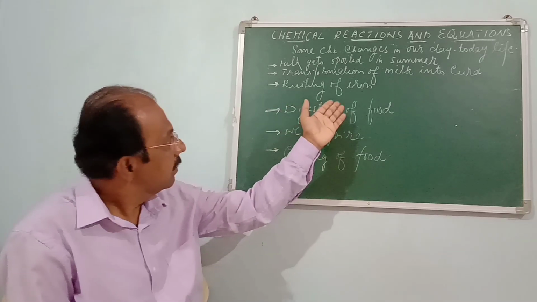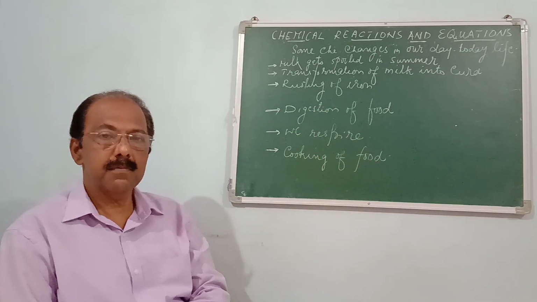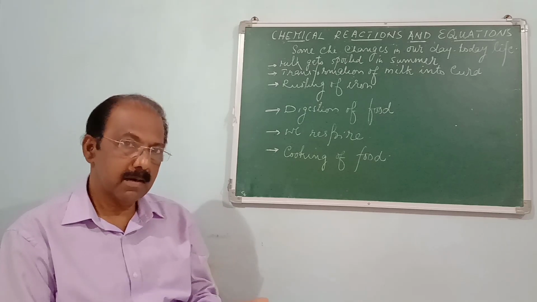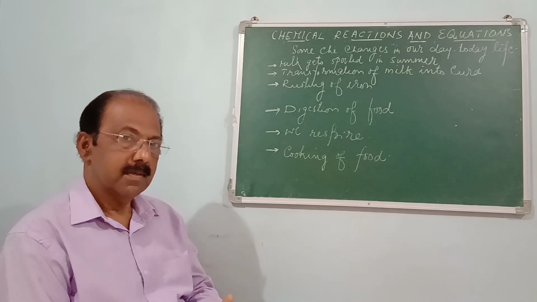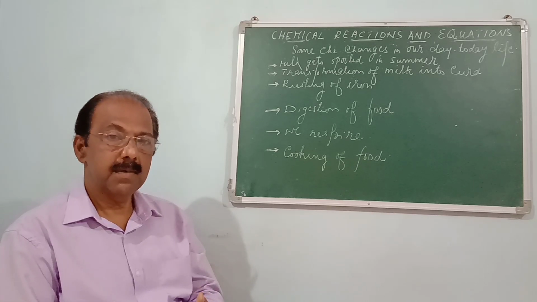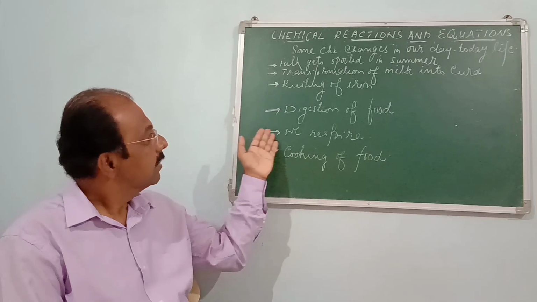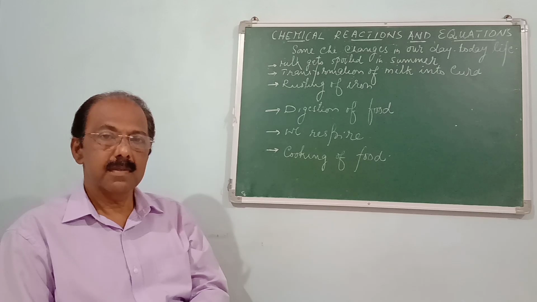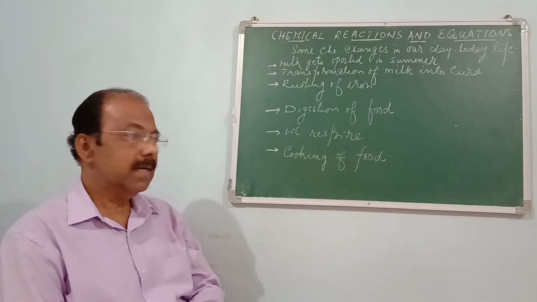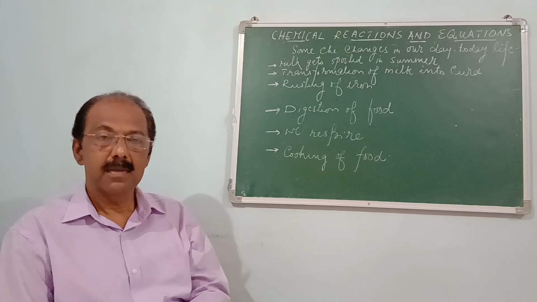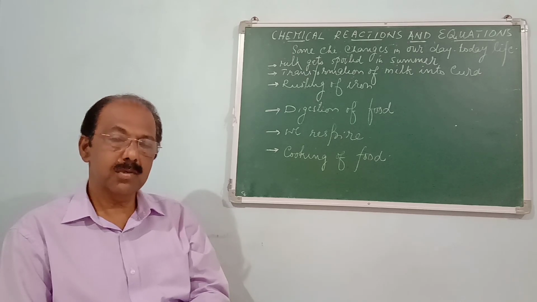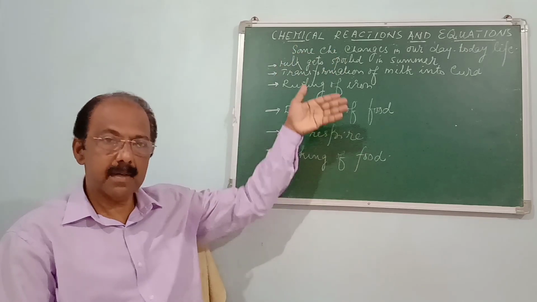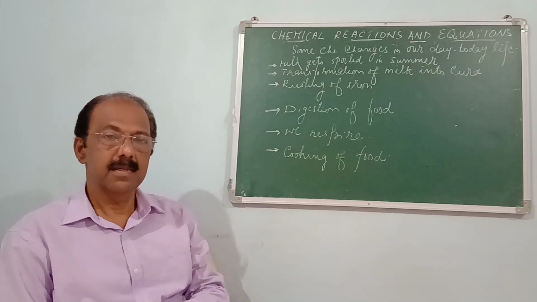And of course the digestion of food. After taking the food, it is digested, food is broken down in the stomach and energy is produced, we learned last year. Then we see respiration is also a chemical reaction, and of course food materials are cooked. So something common. Please write down some of these examples in your book.